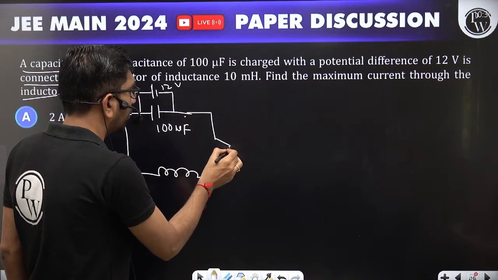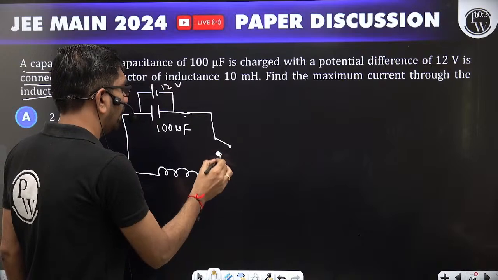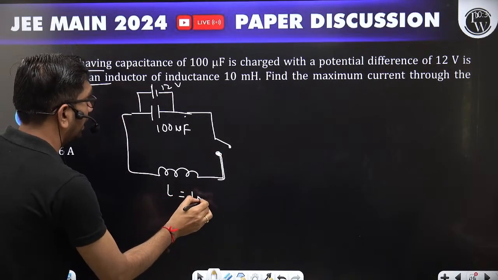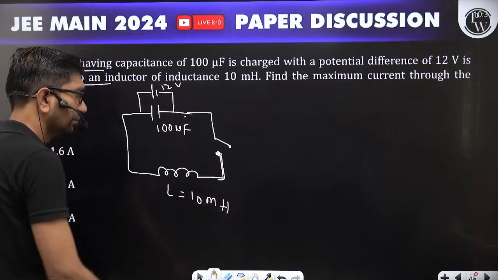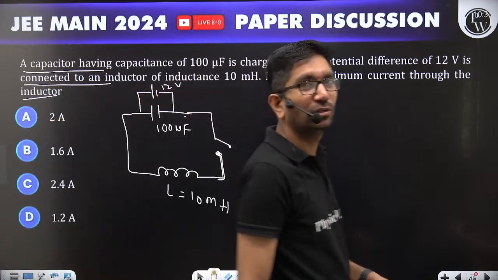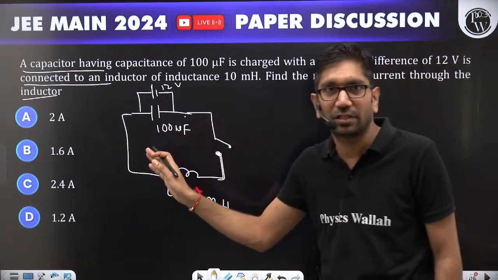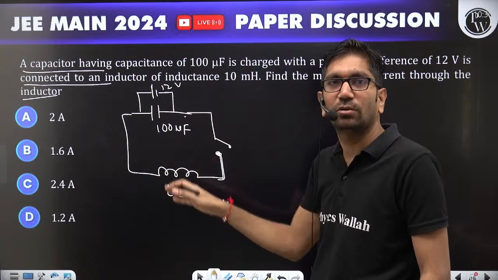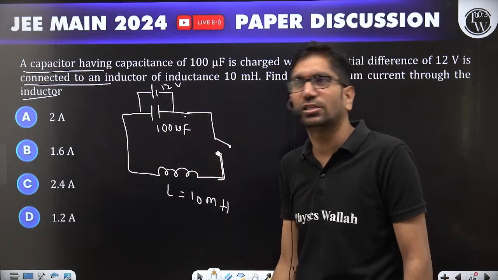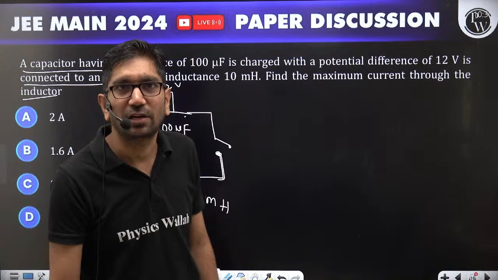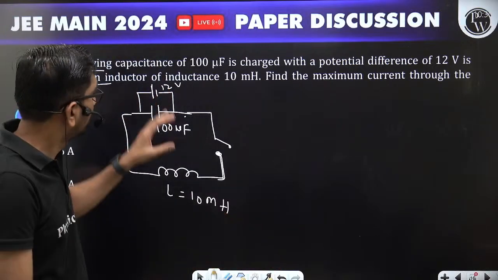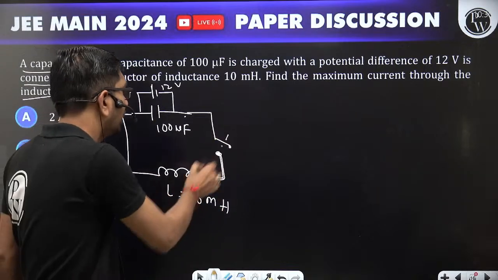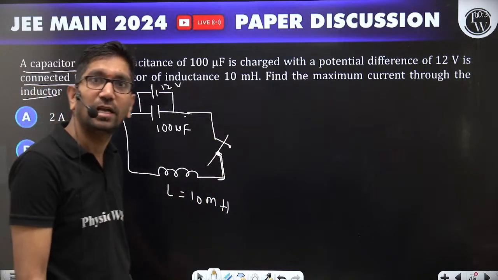So as everyone knows this one, no? The inductor value is given as 10 millihenry. As we know, the capacitor is a charge storing device. Whatever charge is stored here, the energy will be transferred from here to here and back. We get LC oscillations, right? Whatever energy is stored in the capacitor and in the inductor, both are the same when these two are connected, right?